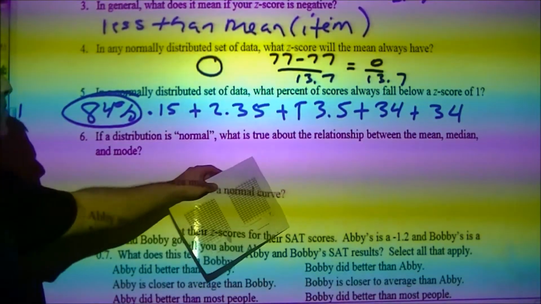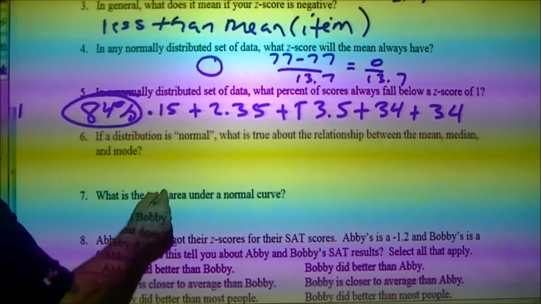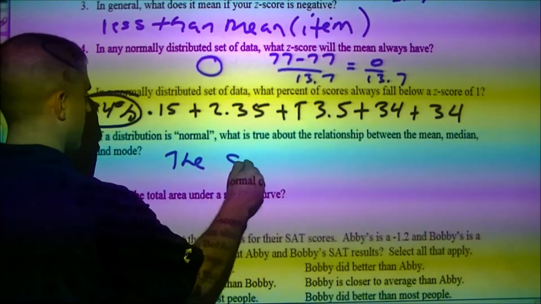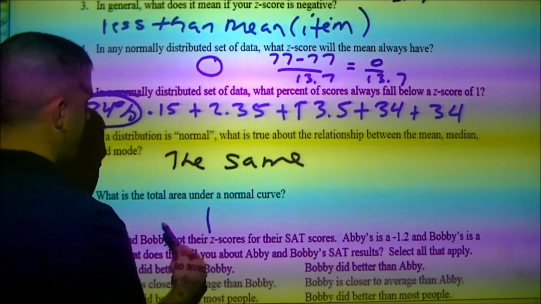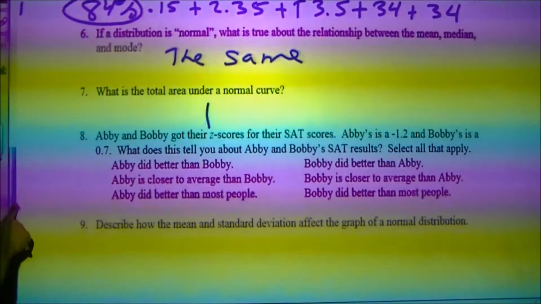If it's normally distributed, what is true about the relationship between the mean, median, and mode? They're all the same. What is the total area under a normal curve? 1 is the answer there.